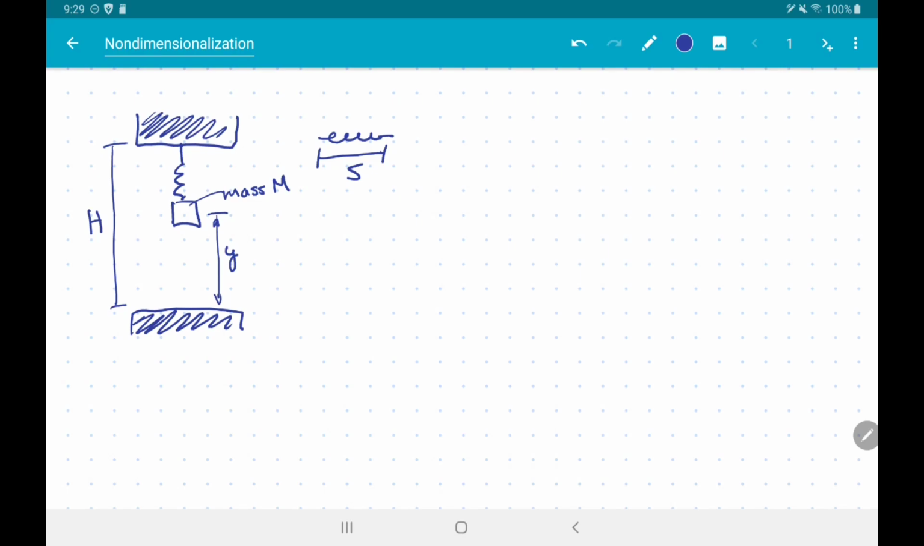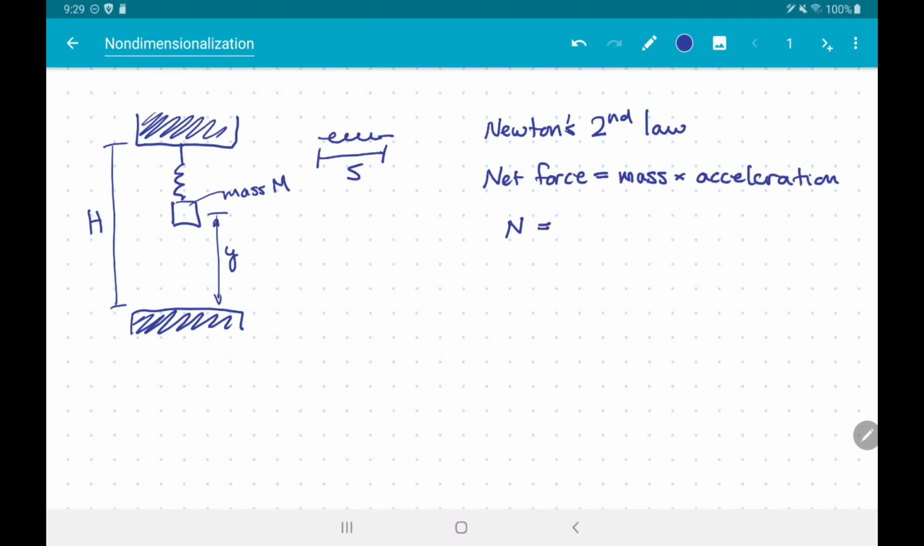Okay, now to set up the equations of motion for this, I'm going to use a form of Newton's second law, which says that net force is equal to mass times acceleration. Force is in units of newtons, and a newton, in order for this to make sense, must be equal to 1 kilogram times a meter per second squared. So that's a mass times an acceleration.